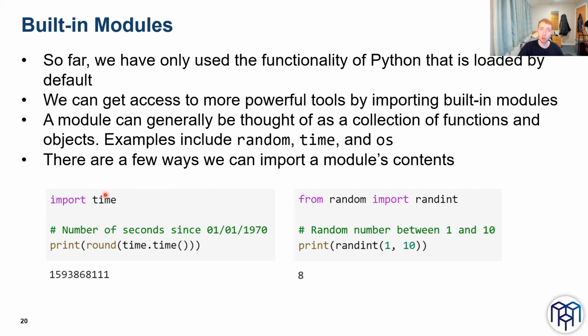So the time module contains a time function. And we access the time function by using the time module dot the function name. So this is saying use the time function from the time module. And what this does is it prints the number of seconds since the 1st of January 1970, which is referred to as the Unix epoch time. I'm not going to get into why this is an important date, but it's just kind of standard practice to use that. So we can print that out.